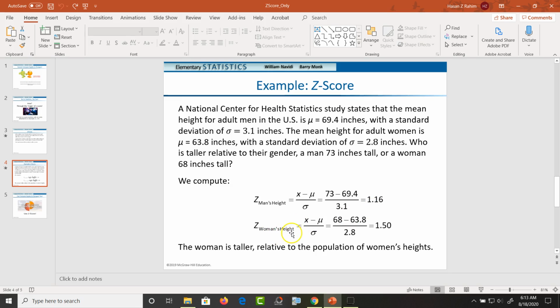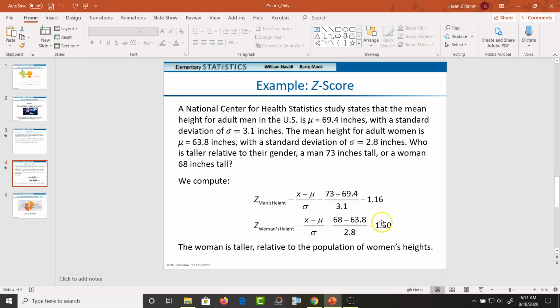For the women, the z-score is the same formula, 68 minus 63.8, 68 being the height of the woman. So it is this difference in inches divided by 2.8, which is also in inches. And once again, the inches and the inches cancel out, and you are left with a pure number 1.5, which simply means that relative to her group, the woman's height is 1.5 standard deviations above the mean.